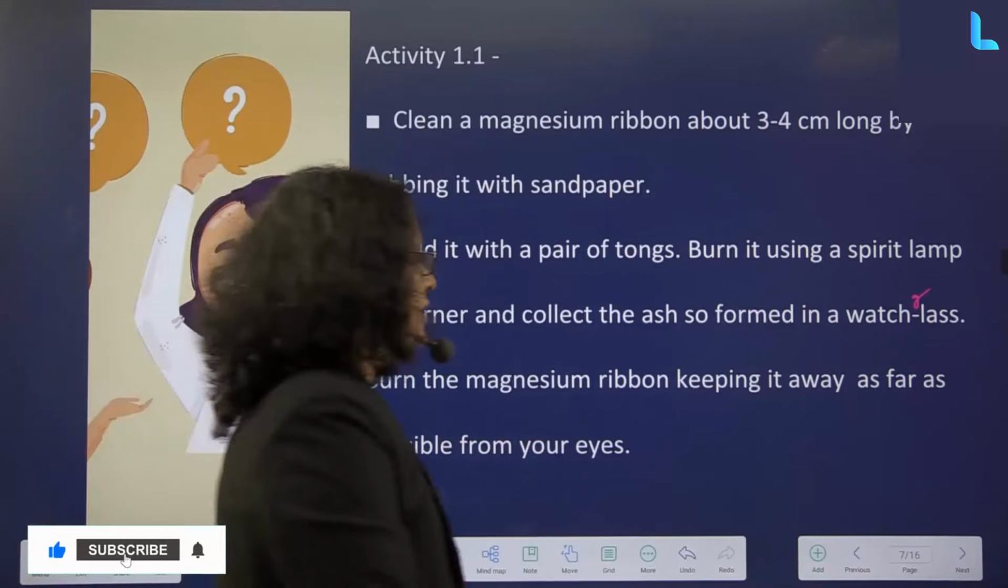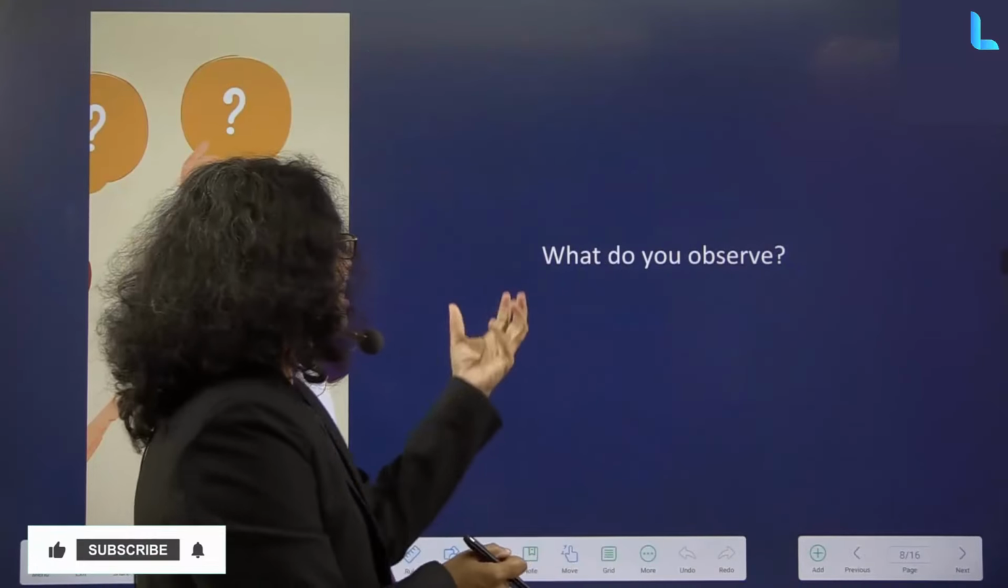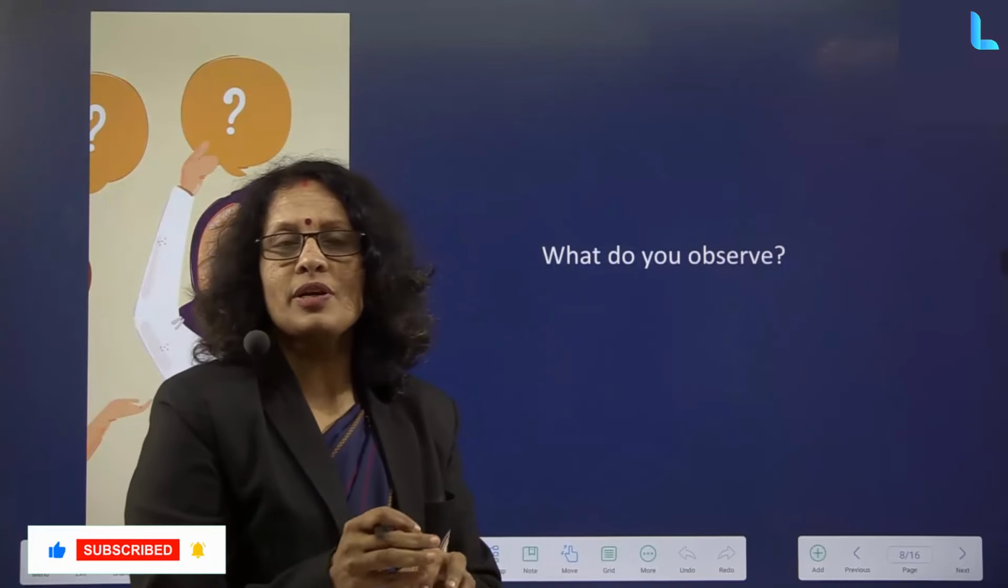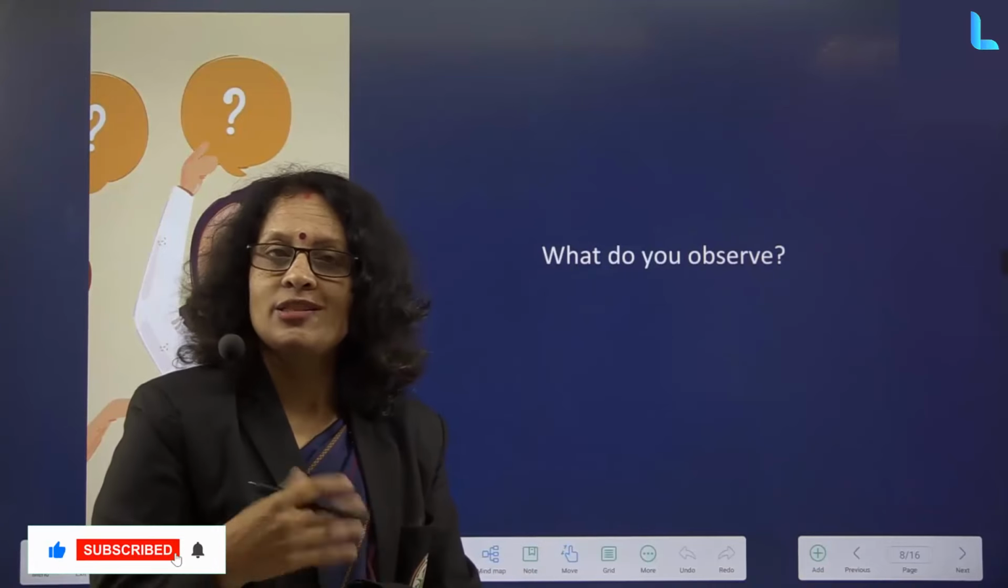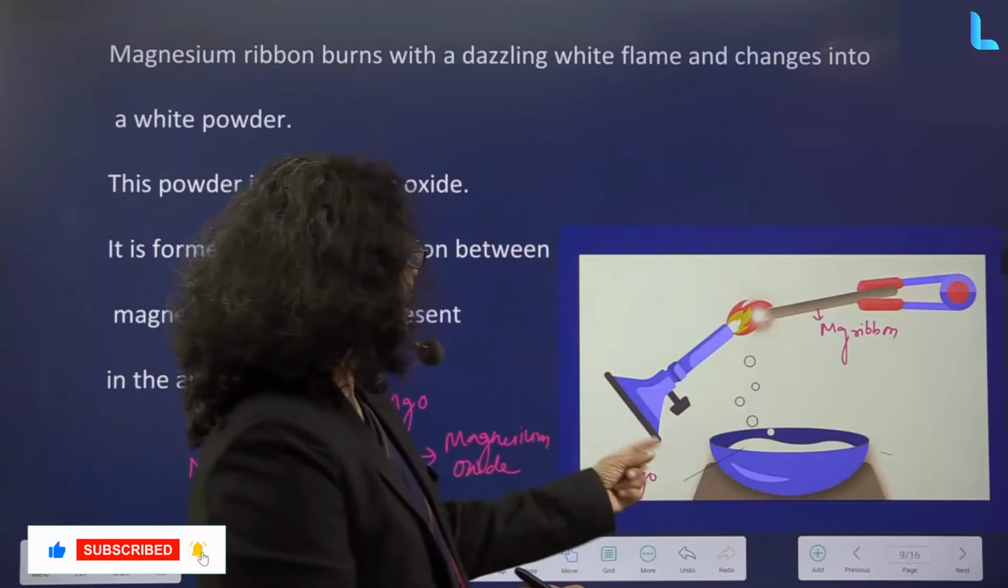Why? Because small ignitions will come that may harm our eyes. So what do you observe? We observe that the magnesium ribbon color was different and the ash color is different. It means there is a chemical reaction happening there. Okay, so let's see how it is happening.